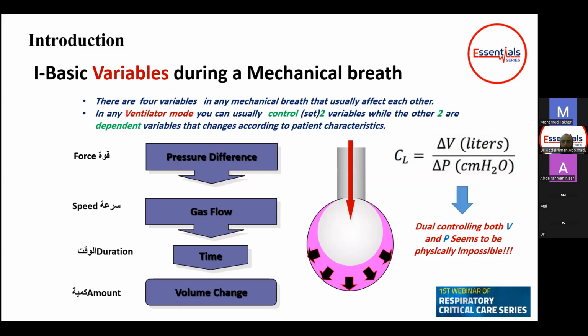Either I control the volume only, so the pressure differs from one lung to another according to its compliance, or I control the pressure, or the force, and the volume that this pressure pushes is different from one lung to another according to its compliance. So basically, dual controlling seems like an impossible mission. So how are we going to deal with this?